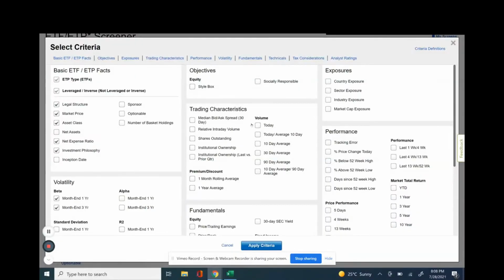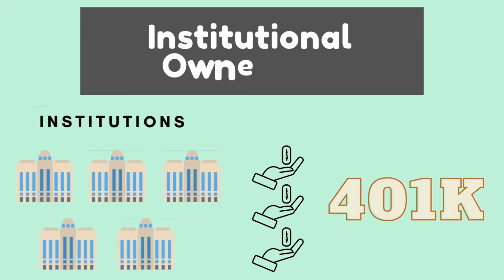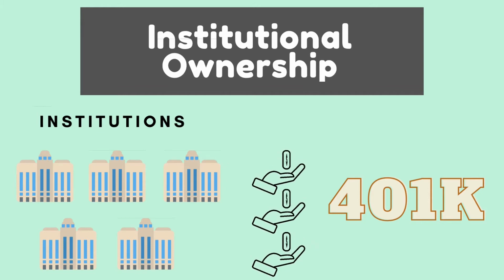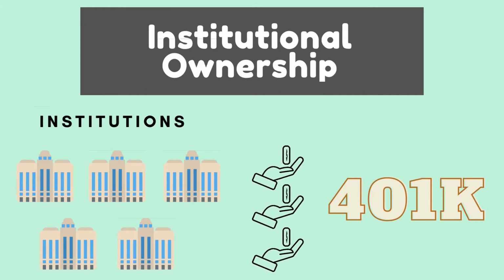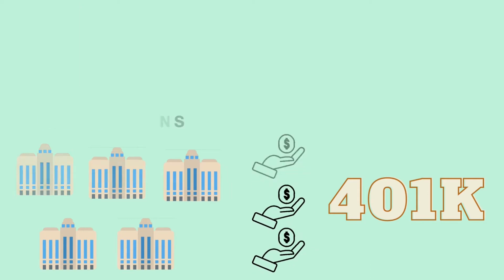Shares outstanding, if that's something that you're interested in. Institutional ownership. If a lot of institutions own this particular ETF, you can be rest assured that it is a stable ETF, since a lot of these institutionals have some sort of stake in 401ks, and hence they typically try to have a more stable stock as opposed to a growth mindset or a growth stock.